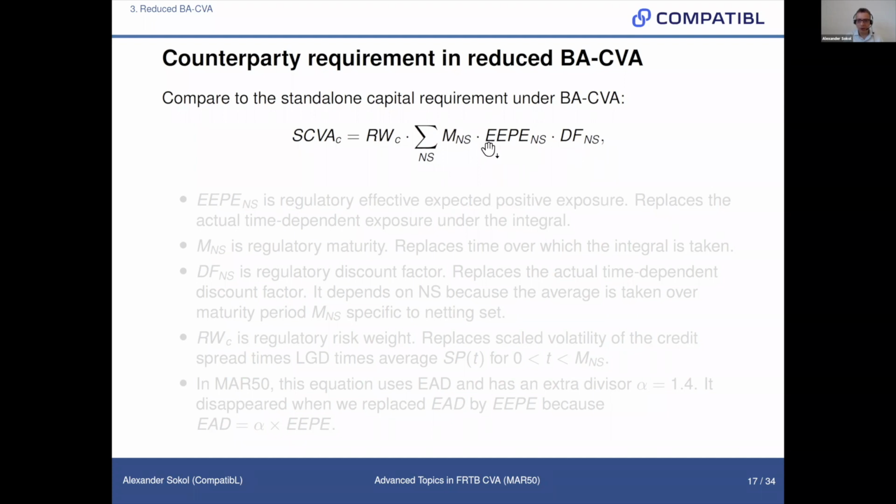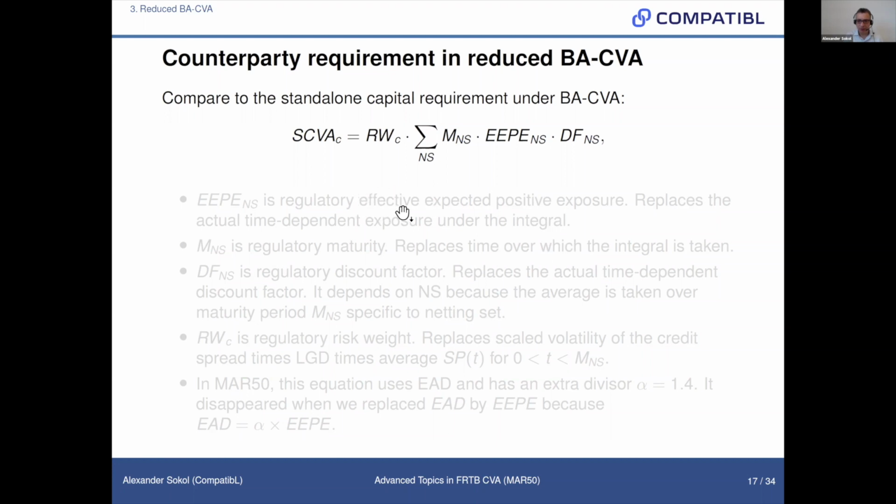There is this called EEP, effective expected positive exposure. That's an effective average of this EE. Now, P made its way here because it should have been in E, but it's not for historical reasons, right? So it didn't just become positive. E was also positive already.